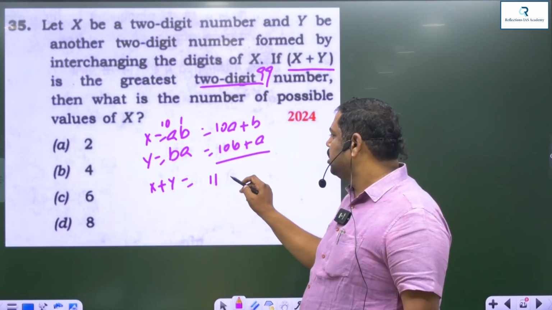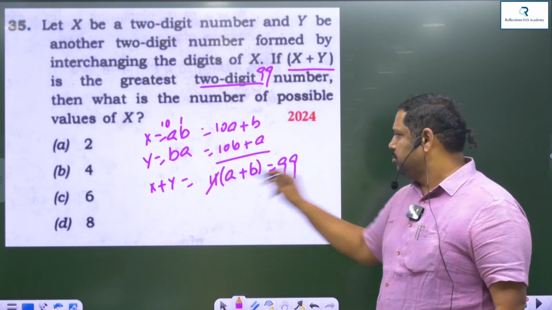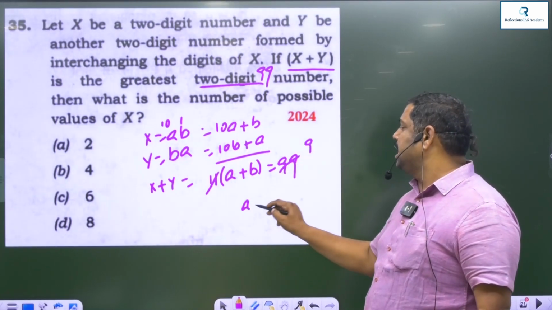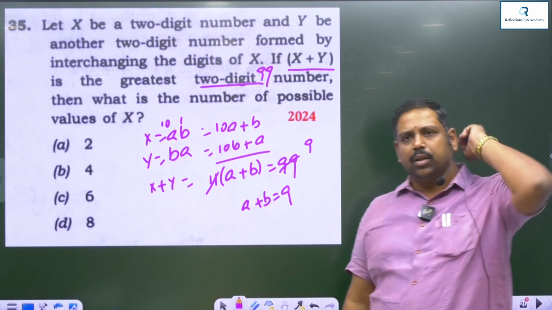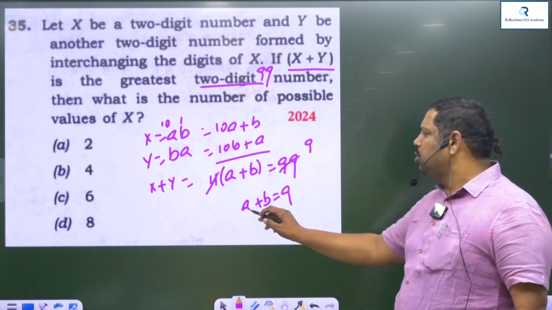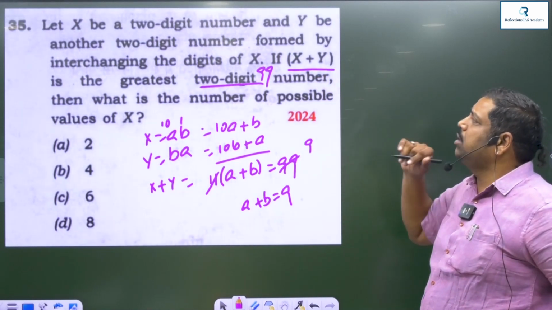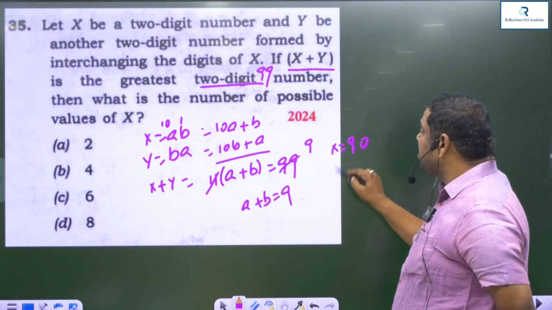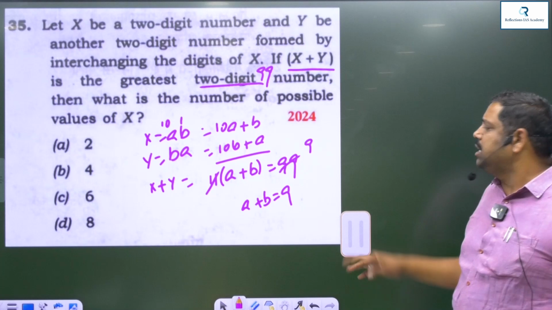Okay, that means I have to add X plus Y. 10A plus A is? B plus 10B is? So 11 times A plus B. This is equal to how much he said? 11 nines. That means A plus B is equal to how much here? 9. Okay. Then what is the number of possible values of X? Here, no digit will be 0, right or wrong? Why? X is a two-digit number, Y is another two-digit number. Suppose if I take X is equal to 90, then Y will be 09, which is not a two-digit number, right? That is the reason no digit should be 0. Okay, good.